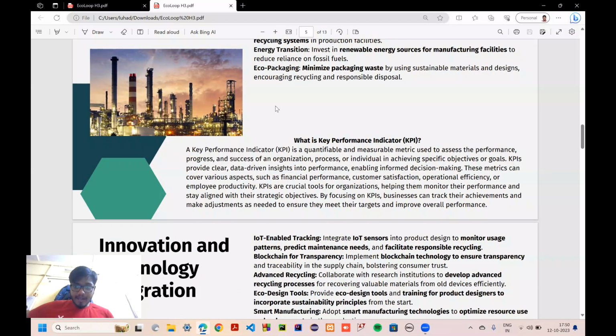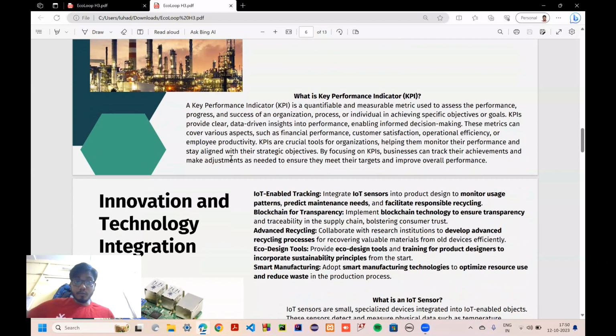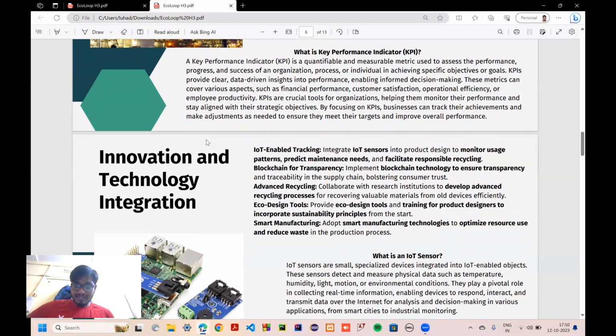Here in the first point we came across the term KPI. So what is KPI? The full form of KPI is key performance indicator. A key performance indicator is a quantifiable and measurable metric used to assess the performance, progress, and success of an organization, process, or individual in achieving specific objectives or goals. KPIs provide clear, data-driven insights into performance, enabling informed decision making. These metrics can cover various aspects such as financial performance, customer satisfaction, operational efficiency, or employee productivity.